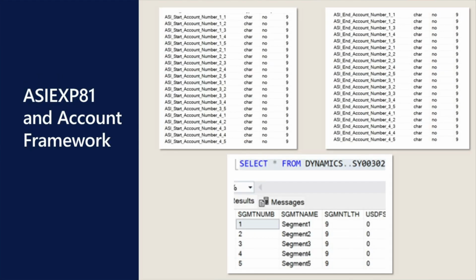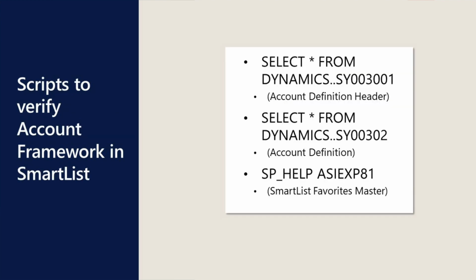One thing I would like to point out is how the ASI EXP81 table reflects the account framework. Out of the box GP starts out with 5 segments with lengths of up to 9 characters. So that means that you can have 5 separate segments with different names, and the account will have a max amount of 9 characters. Sometimes when this table gets corrupted, the table can get reset back to the original as shown here, and will need to get recreated with the correct account framework as shown in the SY00302 table.